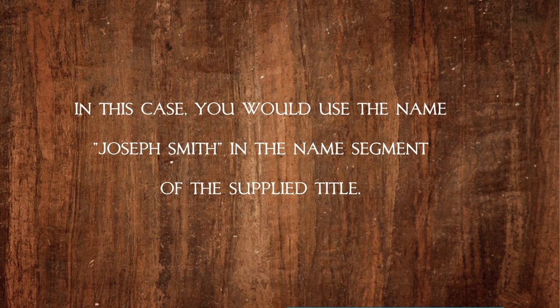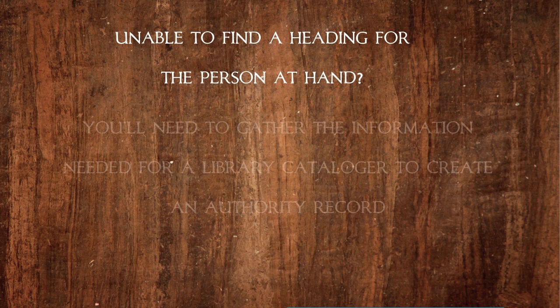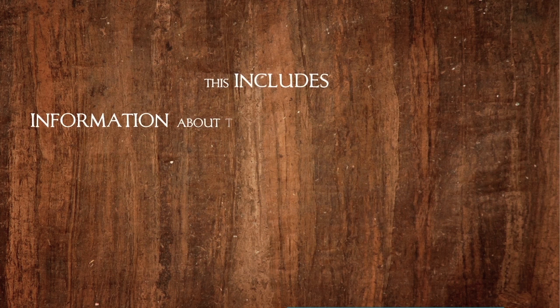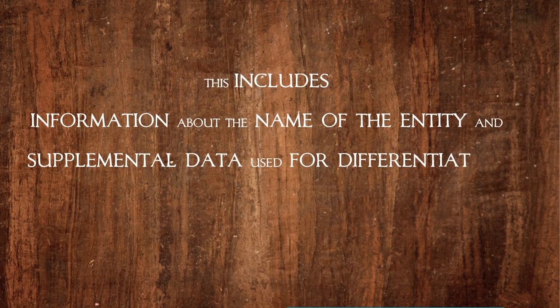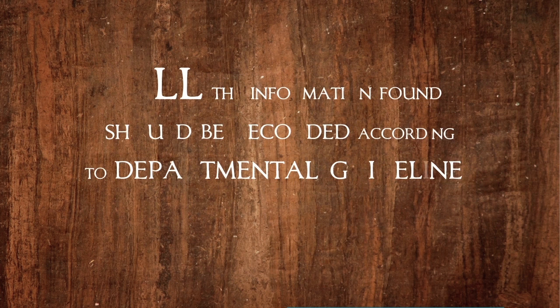If you are unable to find a heading for the person at hand, then you will need to gather the information needed for a library cataloger to create an authority record. This includes information about the name of the entity as well as supplemental data used for differentiation. Most of this information may have been found during the creation of your biographical or administrative history note. All of the information found should be recorded according to departmental guidelines.